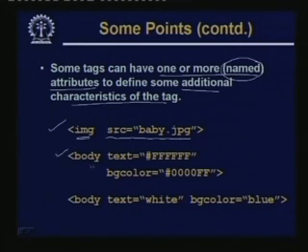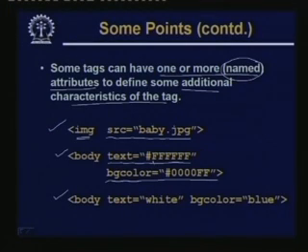Similarly, body is another tag where these are the two attributes, text and bgcolor. Text specifies what should be the color of the text that will get displayed, and bgcolor will tell you what should be the color of the background. These are the two things you can specify. Instead of specifying color like this, we will just see what this means, this ff and this 00. You can also specify colors by specifying names like text equal to white, bgcolor equal to blue. These are examples of attributes of the tags.